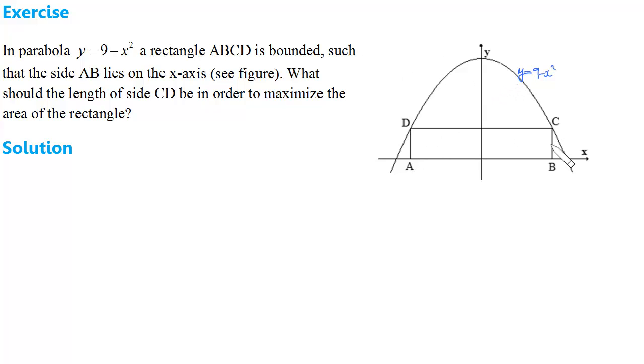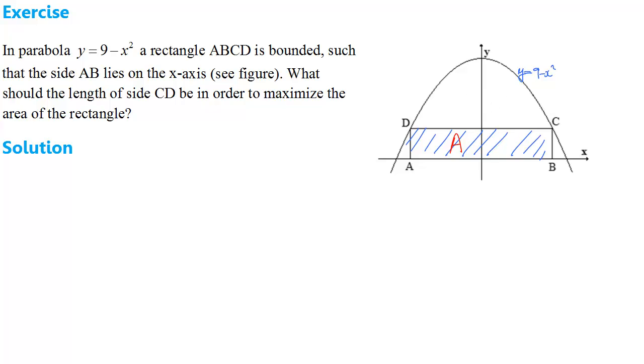Now we have a rectangle here, ABCD, bounded by the parabola and the x-axis, just as in the figure. And we have to figure out the length of the side CD, or DC, to maximize the area of the rectangle. This rectangle has a certain area. I'll call the area, let's say, in a different color, A for area.